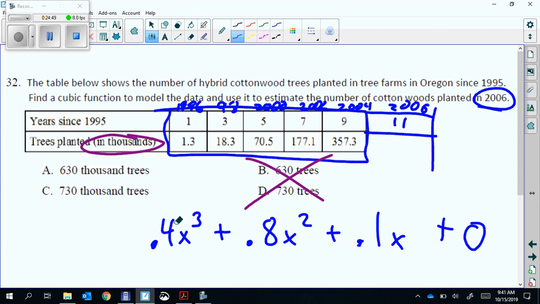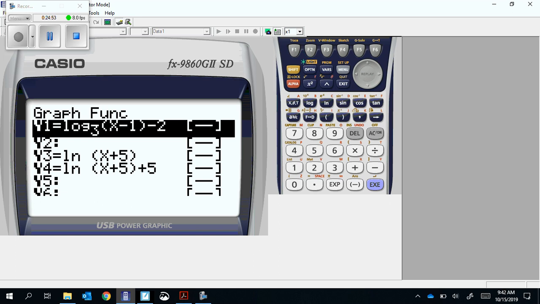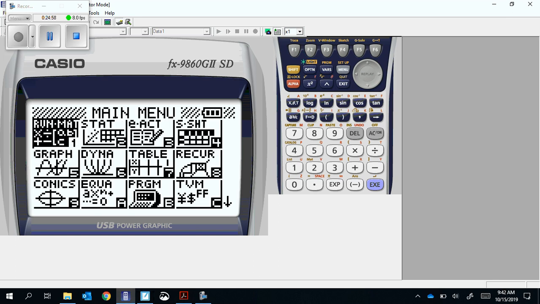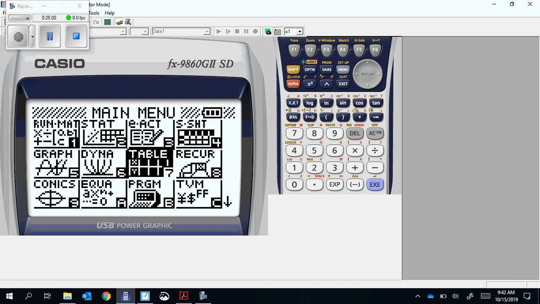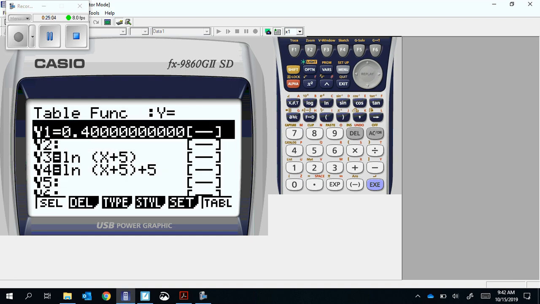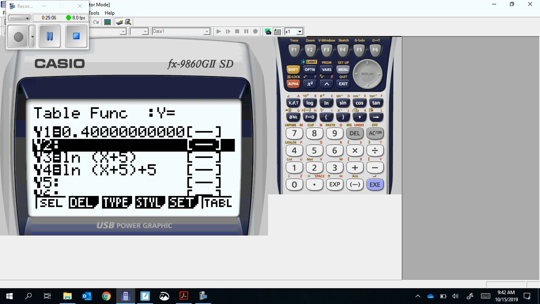So we're just plugging in 11 into this equation now. So you can copy it and paste it. That's the easiest way to do this. That only works on Casios though. When you do that, you have to select your graph. Make sure if you have anything else, you delete it.